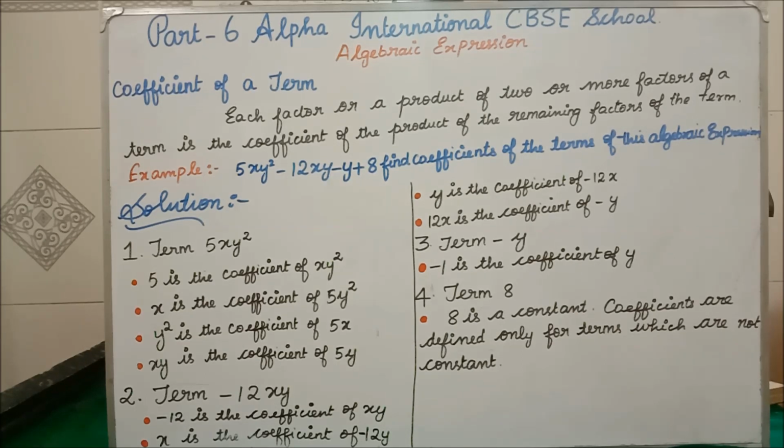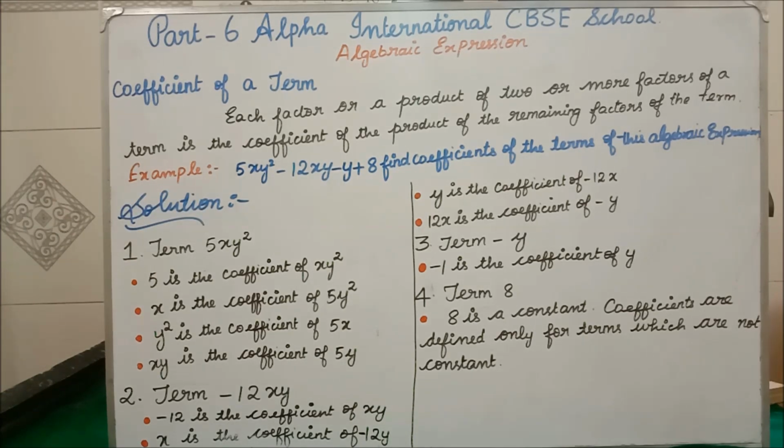Okay, see this example: 5xy square minus 12xy minus y plus 8. This contains 4 parts. We are using 2 operations here. We have numbers with variables, and we have a constant term. So what do we say it is? This is an algebraic expression. An algebraic expression means it will have numbers and variables with operations together. We will say it as an algebraic expression.